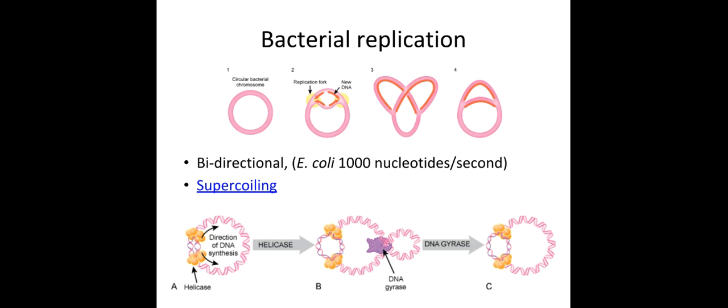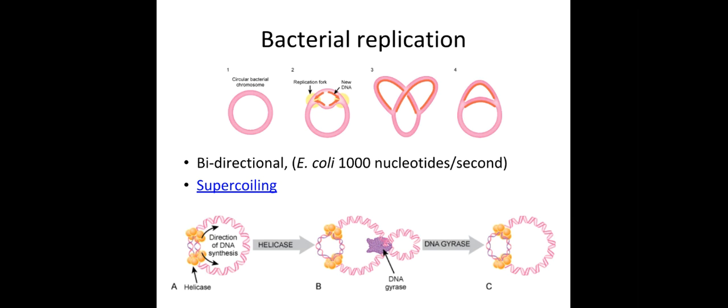Their DNA is circular. And so DNA replication initiates at a single spot in the circular DNA, and then the replication forks proceed bidirectionally. That is, they proceed in both directions around the circle. So as it's being replicated, you end up with this particular structure where you have two new circles forming out of the original circular chromosome. And the process of replication proceeds at about 1,000 nucleotides per second.